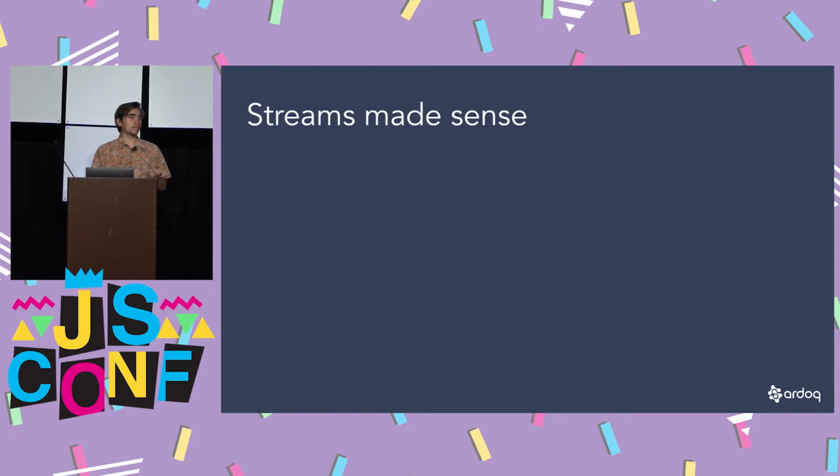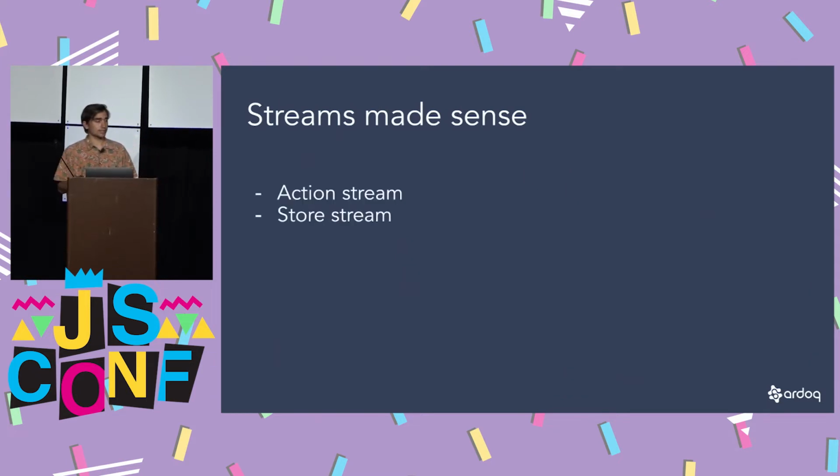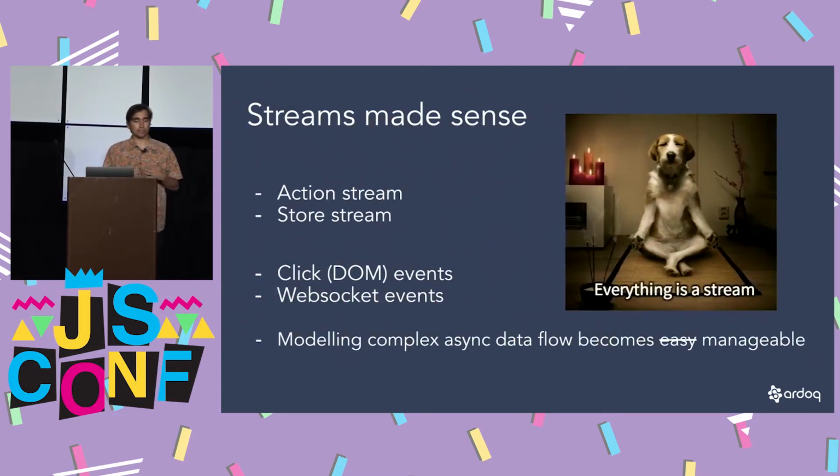And for us, streams really made sense. So for the actions in the store, I mean, they emit over time, so representing them as a stream makes sense. But if you think of your web applications, you also have click events, DOM events, user interaction, everything kind of emits over time. You can also have WebSocket events. And thinking of these as streams kind of liberates you, as it makes it much easier to model complex data flow. And you might even think of everything as a stream eventually. At least for us, that kind of became the case, and this is our mantra when building applications.